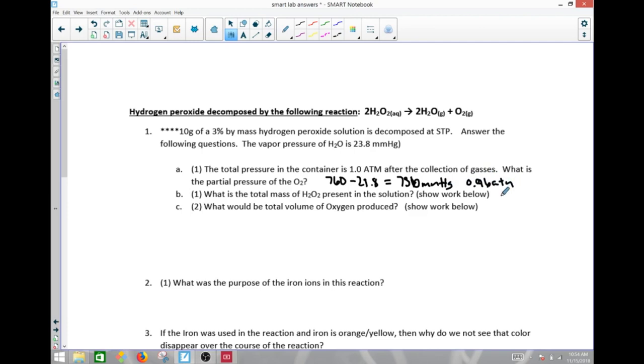What is the total mass of H2O2 present in the solution? Okay, so in this case, we have 10 grams at 3% by mass. Letter B is going to be pretty simple. 10 grams times 0.03, and this means 3% of the 10 grams. 10 times 0.03 is 0.3 grams.